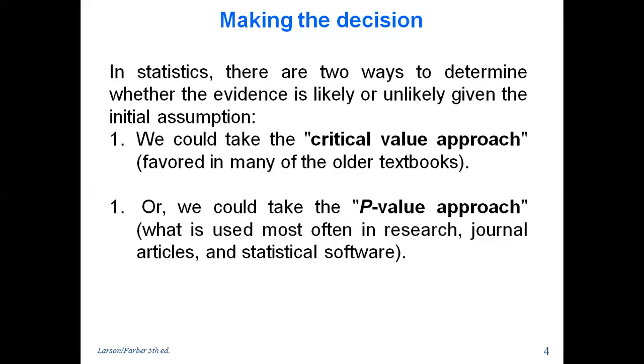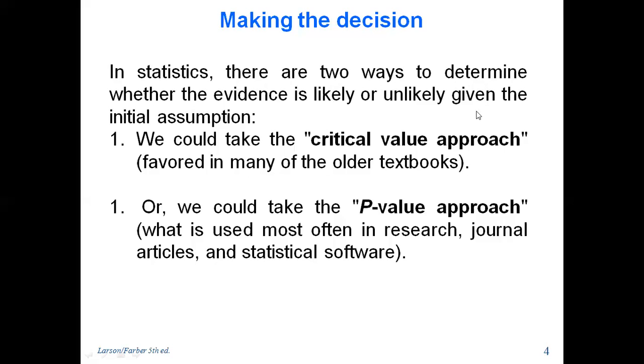So we make some assumption, then draw a sample from the population, compute the summary average of that sample, and try to match whether that average matches the parameter value of the population. If it matches, it shows likely, and if the summary of our sample does not match our assumption, then it is unlikely. So there are two ways to determine whether the evidence is likely or unlikely given the initial assumption.